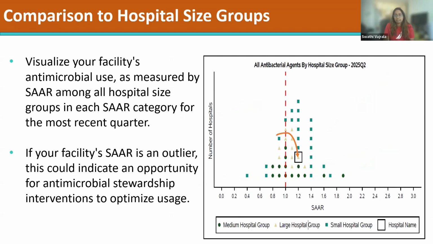And also, this is the second graph that you will see in each SAR category. This is for the facility to compare to the other hospital groupings in the most recent quarter, and facilities can look into their facility in the highlighted box. If your facility's SAR is above the expected range, this could indicate an opportunity for antimicrobial stewardship interventions to optimize the use. This highlighted box is your facility, and the remaining hospitals are those from the most recent year that submitted NHSN AU option data with similar hospital groups, which you can find here.